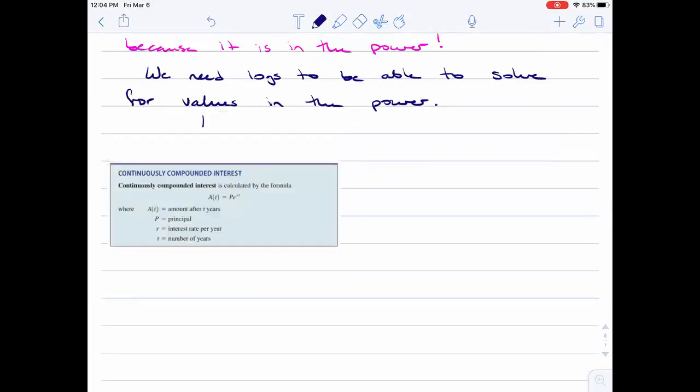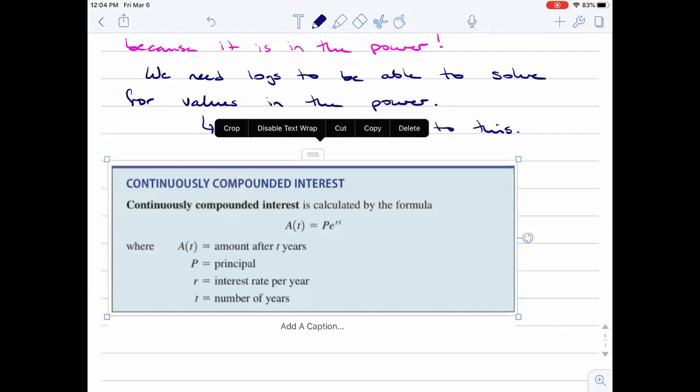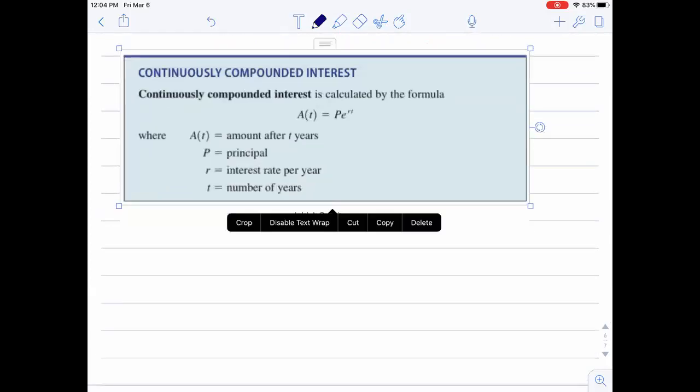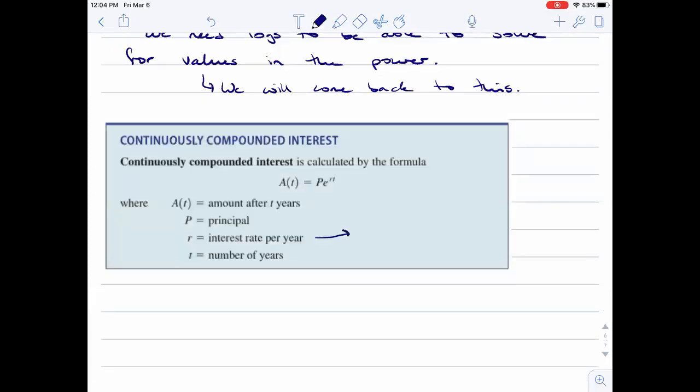I'll make a note here from the one we were just talking about. We will come back to this. So R, let's just make a note here, is still as a decimal. That's going to be important. And T has to be in years.